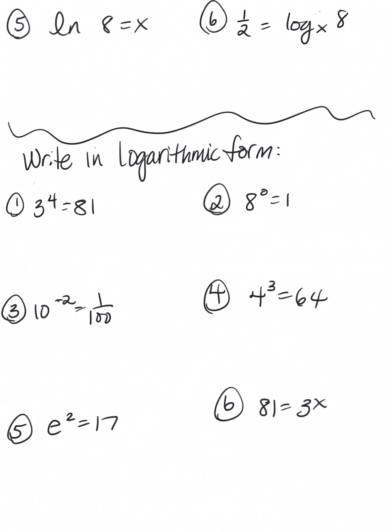All right, on number 5, we're going to swirl, but let's stop and think of our base. This is that natural log thing. So that means the base is e. So I use e as my base, raise it to the x power equals 8. And there's my answer.